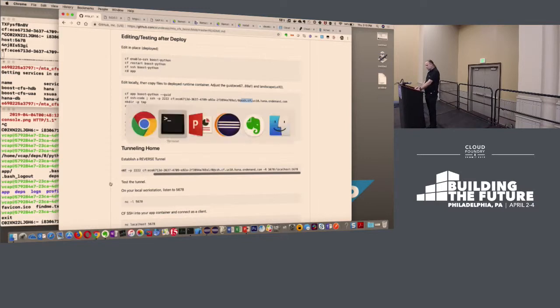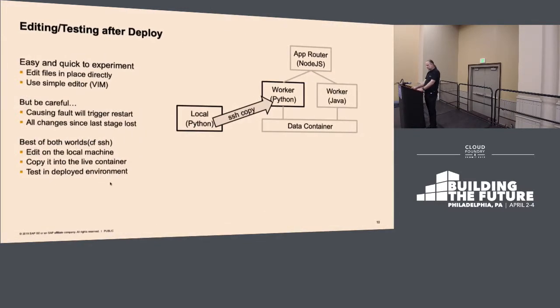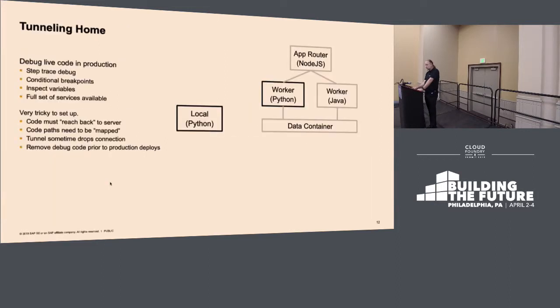But I want to make sure to not miss the piece de resistance, which is tunneling home. In this case, we're also using the SSH program, the CF SSH command, in a way such that we can invoke SSH to create a reverse tunnel from the container running live, that's already deployed, back to our local machine. And once this is established, we can invoke the same debugging functionality on the live container working in deployment with all the environment that it's got available to it, and debug it in sync with the code that's sitting on our local machine.